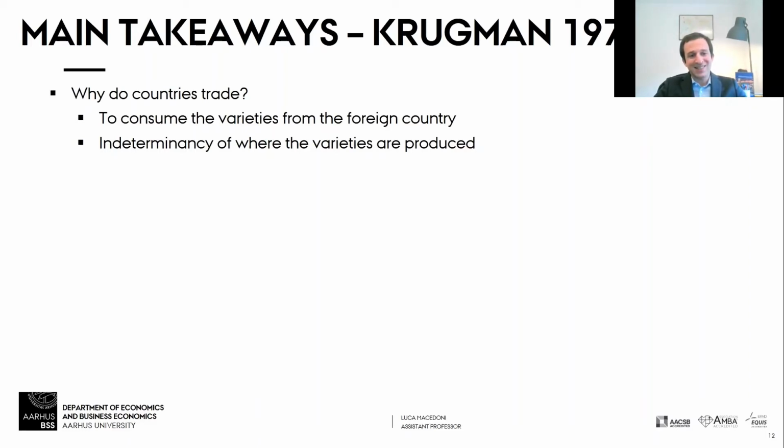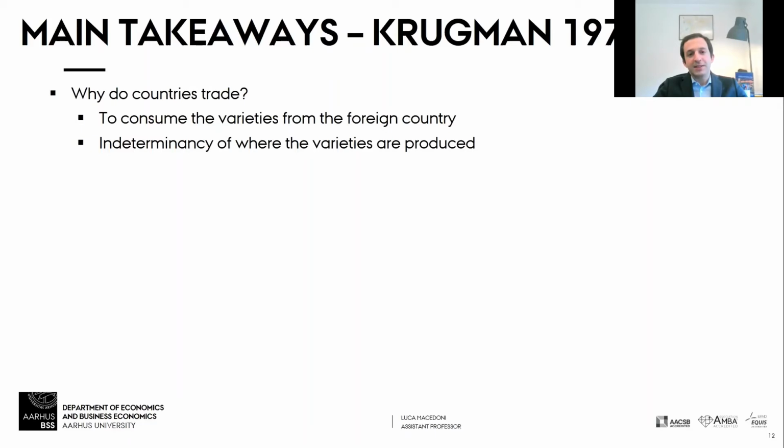Now, there is an indeterminacy in the model of where the varieties are produced. The model cannot tell us whether Volkswagen is going to be produced in Germany or Italy, or whether Fiat is going to be invented and produced in Germany and Italy. That's something that the future work of Krugman deals with, but I guess that's okay. And we don't need to get to that level of detail.